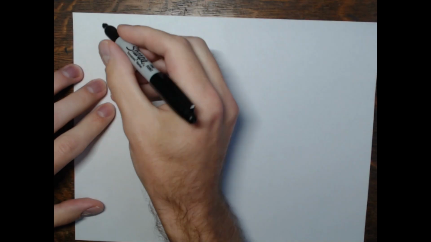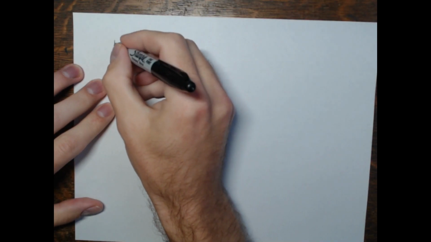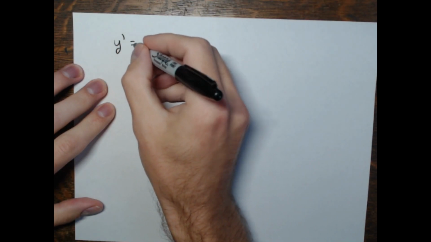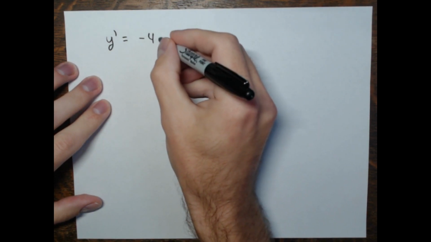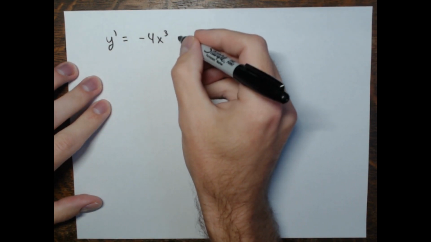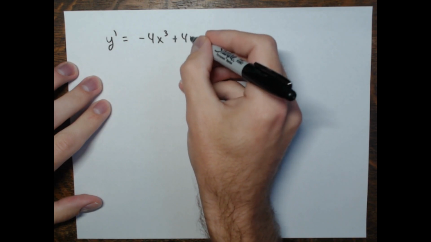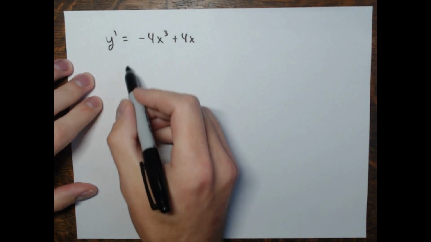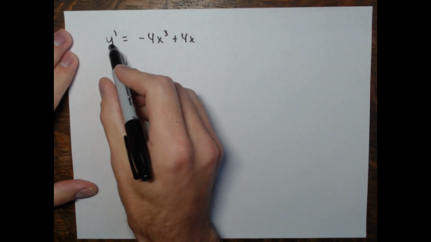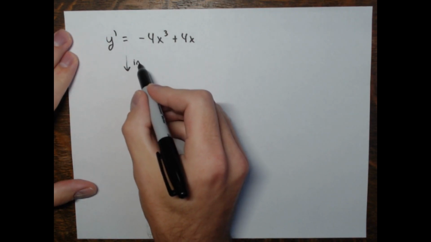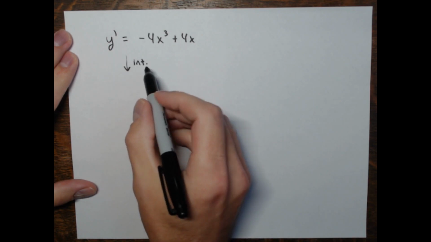So the equation we're given is dy over dx. I'm just going to write y prime, right? It's the first derivative of y with respect to x, equals negative 4x cubed plus 4x. All right, so I'll first solve this and then I'll write the condition. So I'm integrating, this is y prime in terms of x, so all I'm going to do is integrate here. I'll just put int.